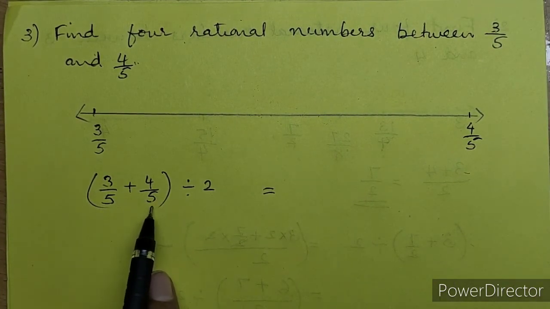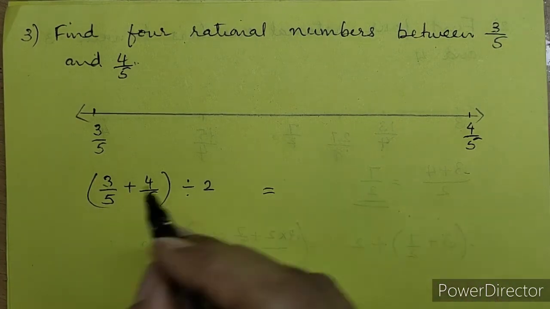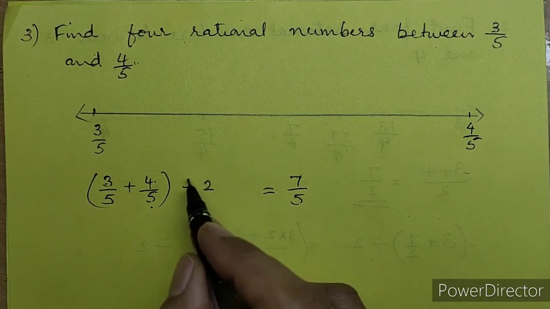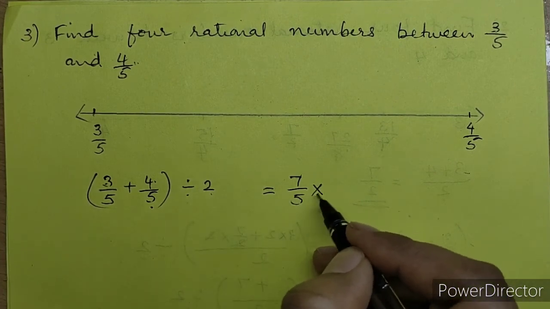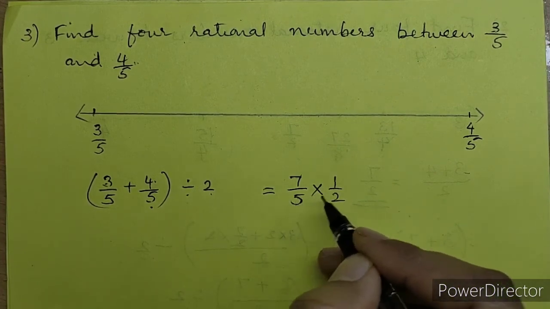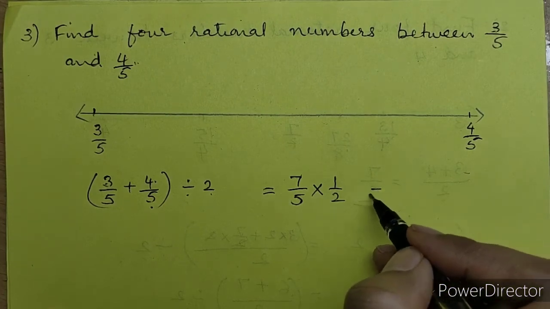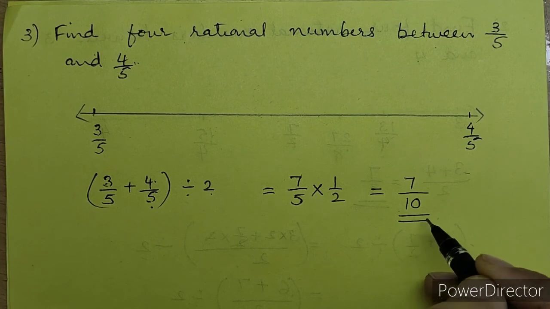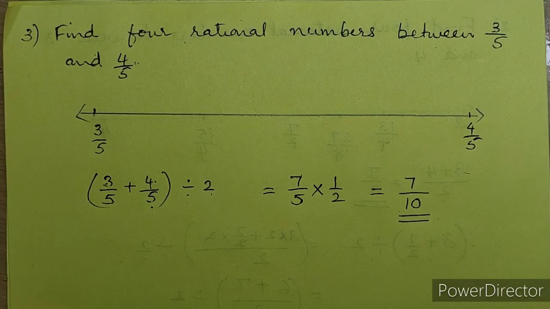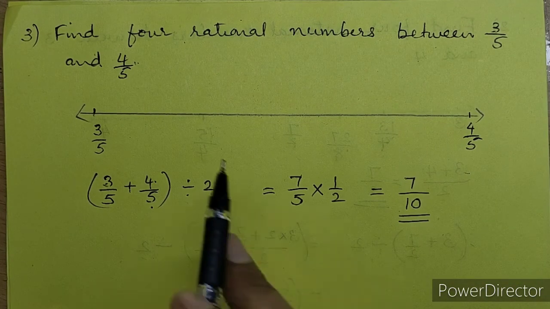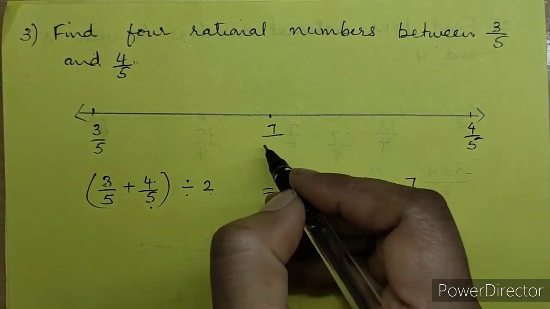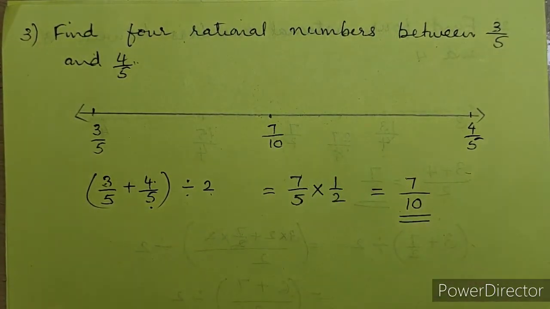Since the denominators are the same, the numerators you can add. 3 plus 4, it is 7 by 5. This division of fraction, change it to multiplication and take the reciprocal. So 7 ones are 7, 5 twos are 10. So 7 by 10 is the first rational number in between 3 by 5 and 4 by 5. So mark that 7 by 10 on the number line.